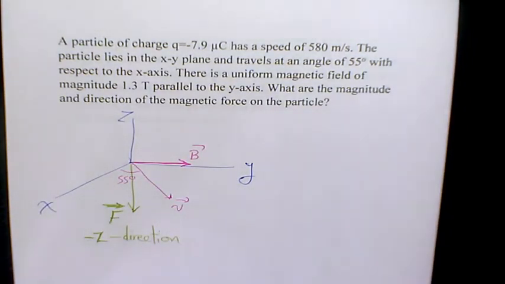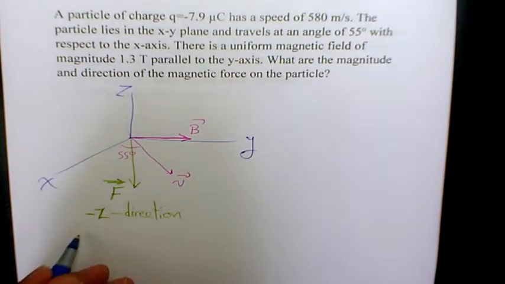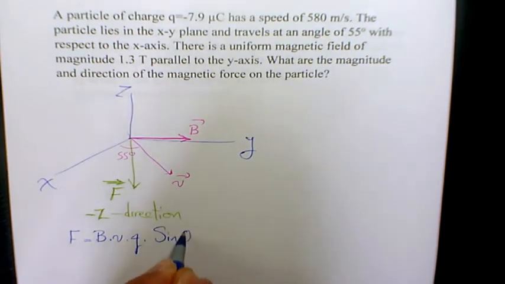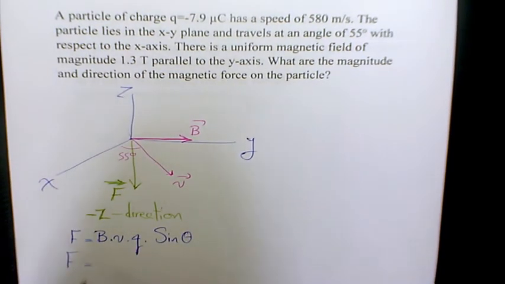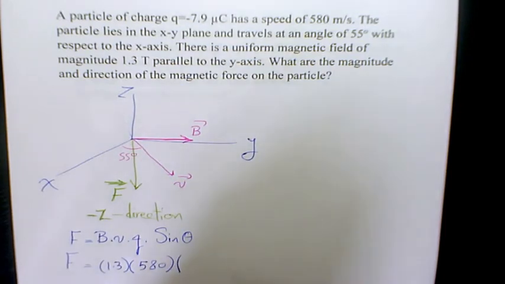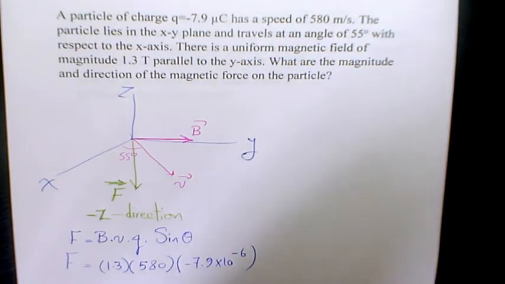Now let's find out the magnitude of the magnetic force. F equals B times V times Q times sine theta. F is the magnetic force in terms of Newton, which we will need to find. B is the magnetic field strength, which is given as 1.3 Tesla. V is the velocity of the particle. It is 580 meters per second. And Q is negative 7.9 microcoulomb, which we need to convert to coulomb. We don't really need to put the sign in here because we are dealing with a magnitude now.